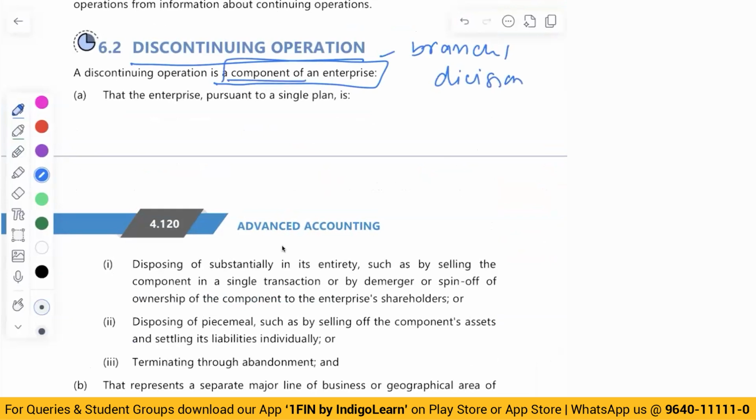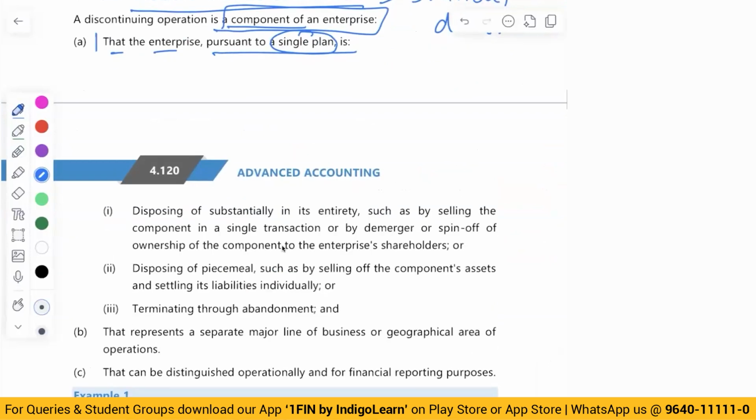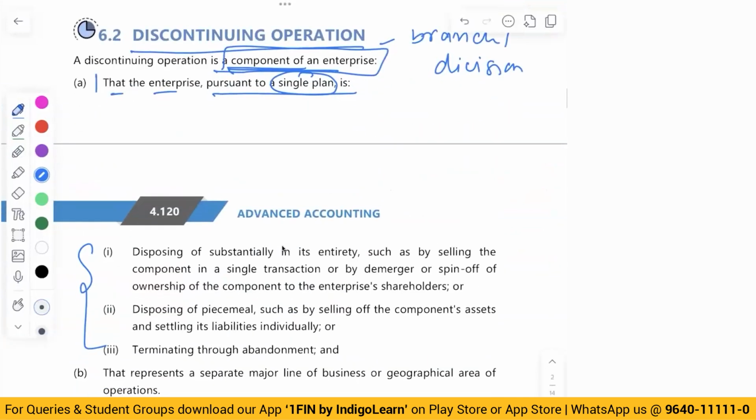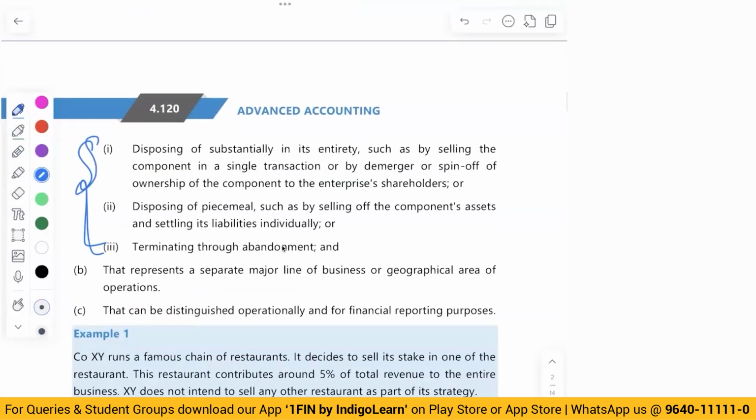It is a component of an enterprise that the enterprise, pursuant to a single plan... So first thing, the enterprise has a plan. The enterprise has a plan to do one of these three things. It is a component for which the enterprise has a plan to do one of these three things. What are those three things? First, disposing of substantially in its entirety. Disposing means what? Sale. Disposing of, or selling it off, or transferring it off substantially in its entirety.